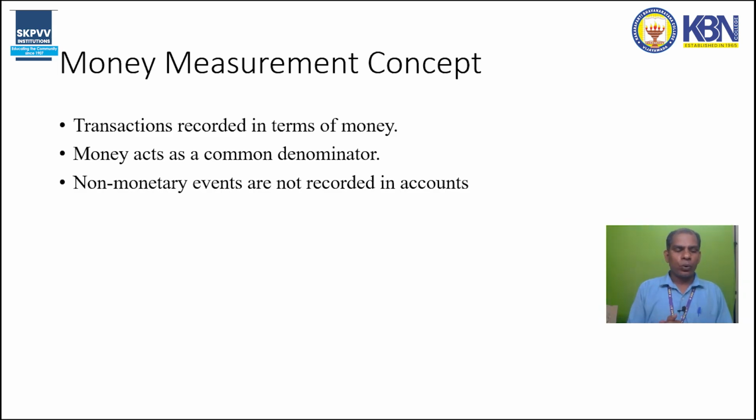Money is considered to act as a common denominator. A business unit has the following assets at the end of the year: cash in hand 500 rupees, cash at bank 200 rupees, furniture 500 rupees, building 1000 rupees. So all these have some monetary value. Without monetary value, these transactions are not recorded in the books of account. So non-monetary events are not recorded in the accounts.